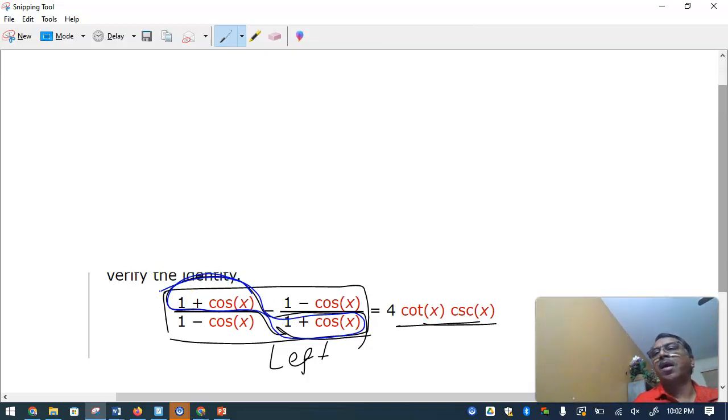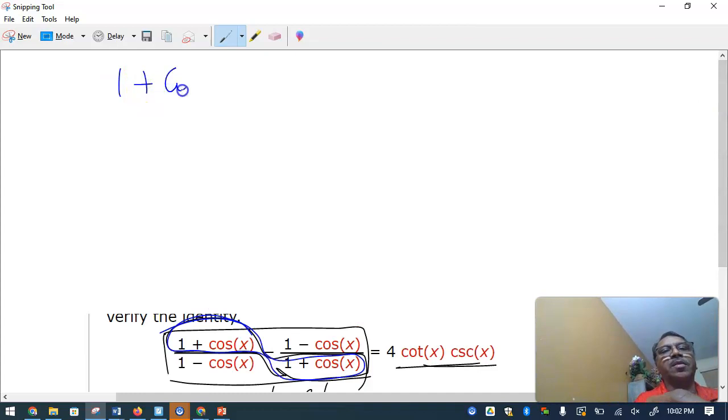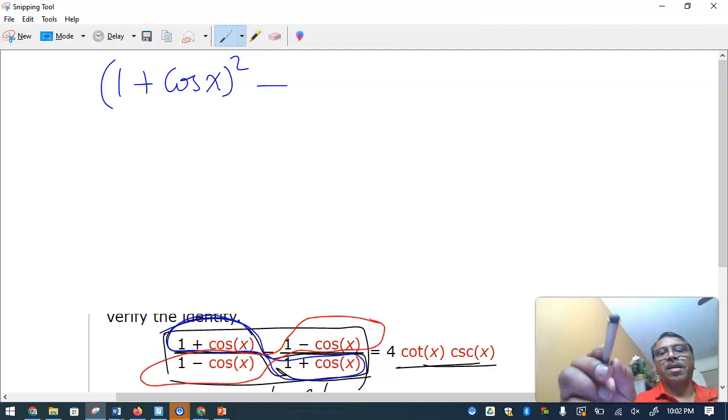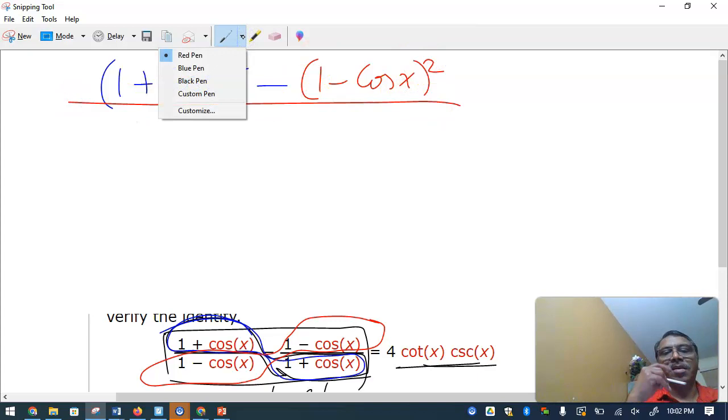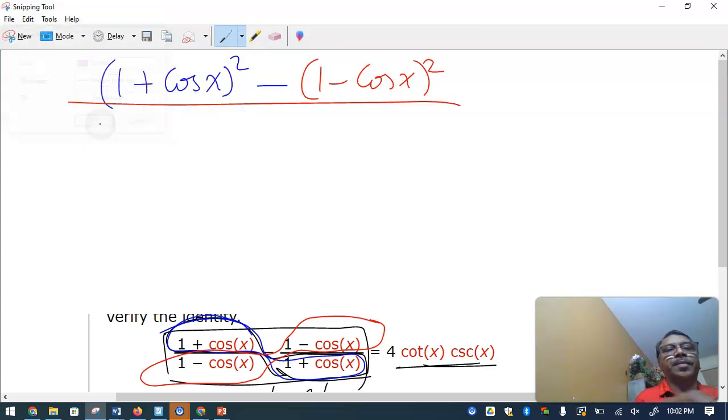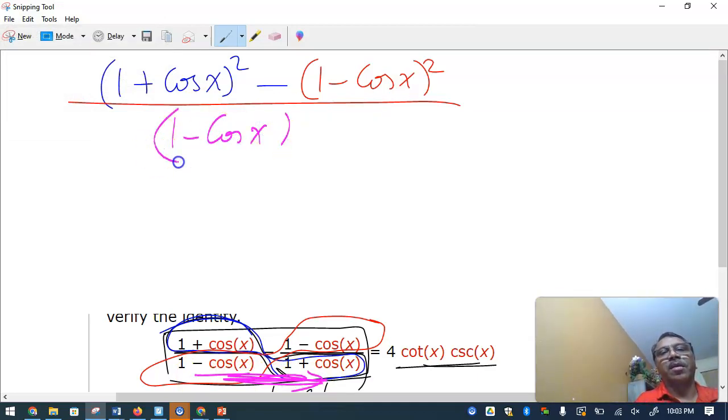So we can write this as 1 plus cosine of x, the whole square, and minus, and let me use the red color. This one and this one gets multiplied. So it is 1 minus cosine of x, the whole square. And then the denominator is, you multiply these denominators together. That means it's 1 minus cosine of x and 1 plus cosine of x.